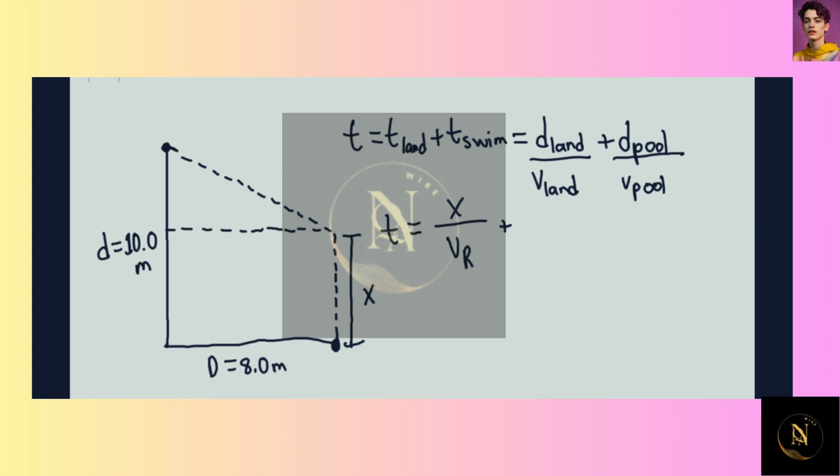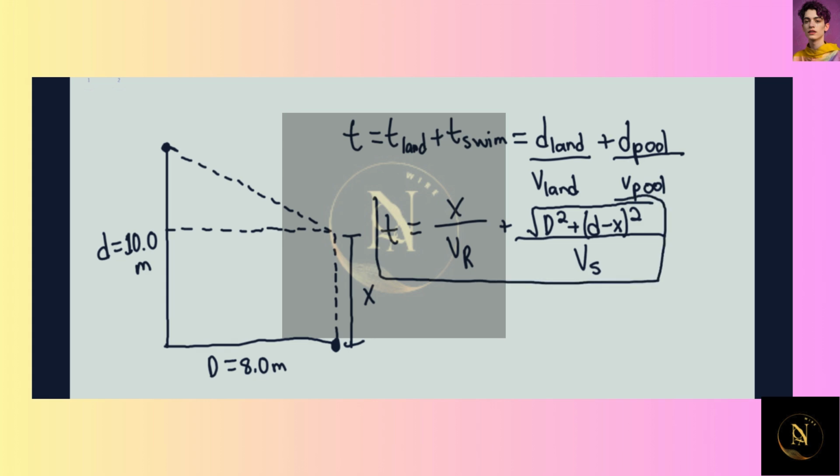We can create a triangle here, and we're trying to find this distance, this hypotenuse essentially. So this would be plus the square root of D squared plus (d minus x) quantity squared, divided by v sub s, the velocity with which the lifeguard can swim. And that is how we prove the time taken to get from the lifeguard's starting position to the swimmer.